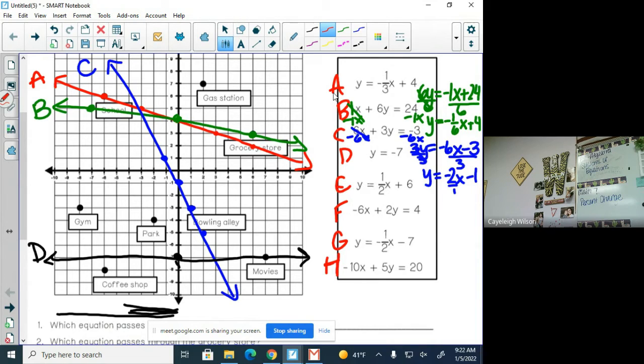E. E is plus 6, so I'm going to go up to 6. And it's a positive 1/2. So up 1, right 2, up 1, right 2, or down 1, left 2. But I'm going to label that one E.